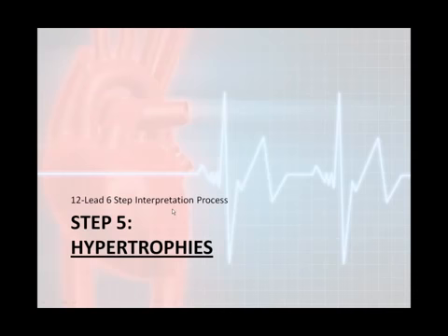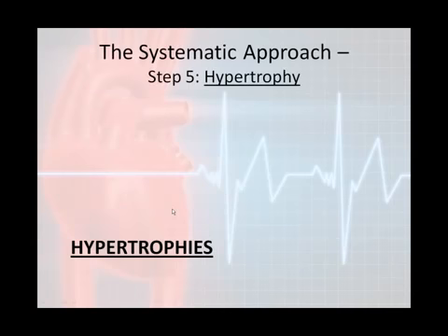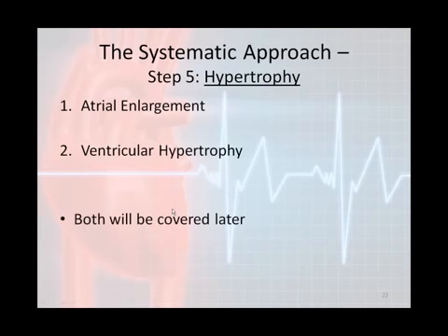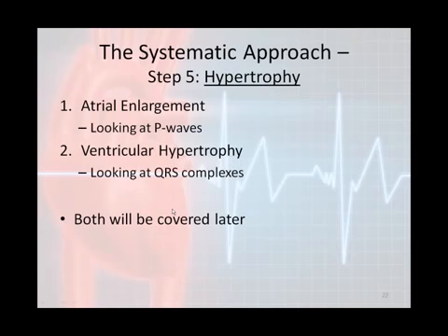The 5th step is going to be hypertrophies and chamber enlargements. Atrial enlargement and ventricular hypertrophies will also both be covered later, but we'll talk about them briefly. For atrial enlargement, since the P wave is the atrial depolarization, atrial enlargement is determined by looking at the P waves in particular leads. And since the QRS complex is ventricular depolarization, we will look at the QRS complexes in particular leads to determine right versus left ventricular hypertrophy.